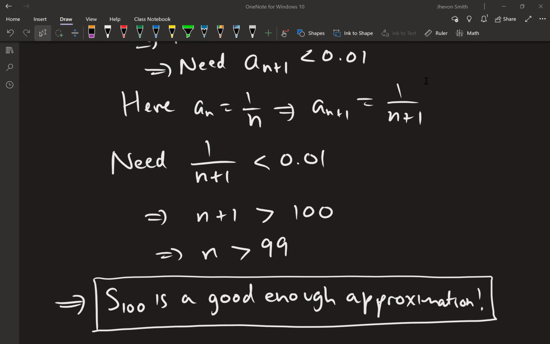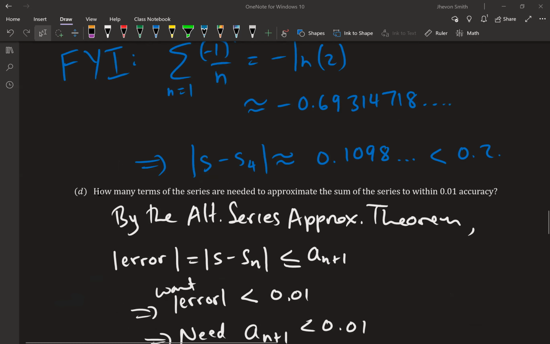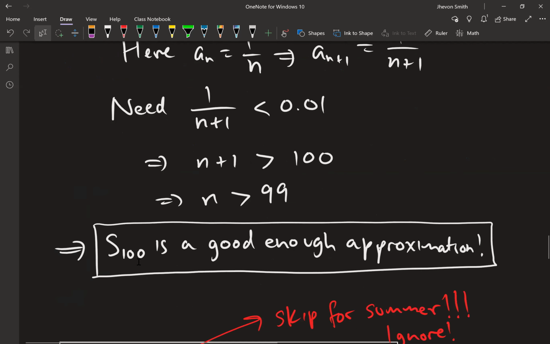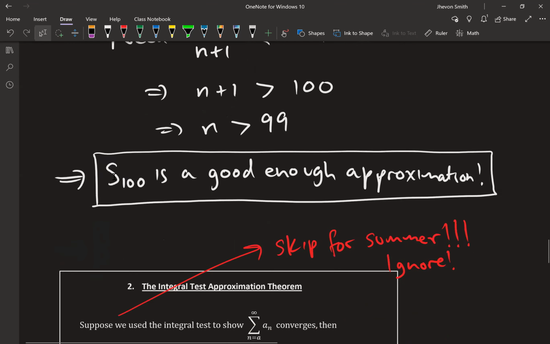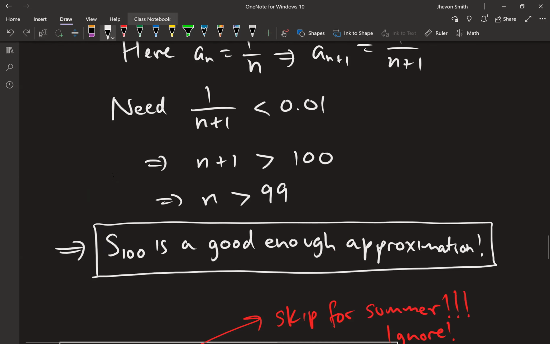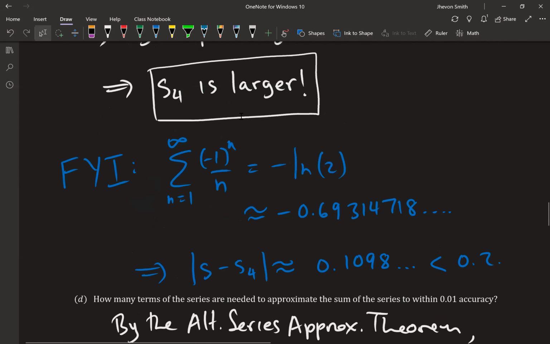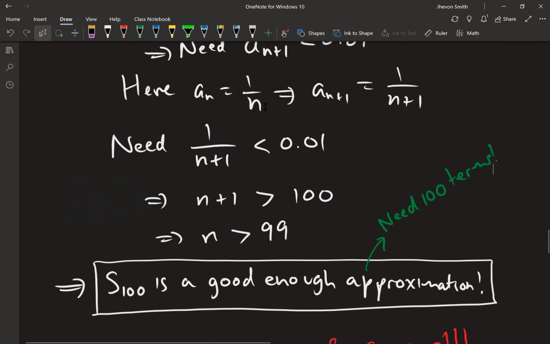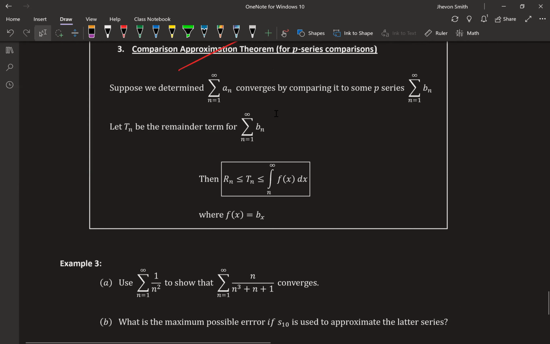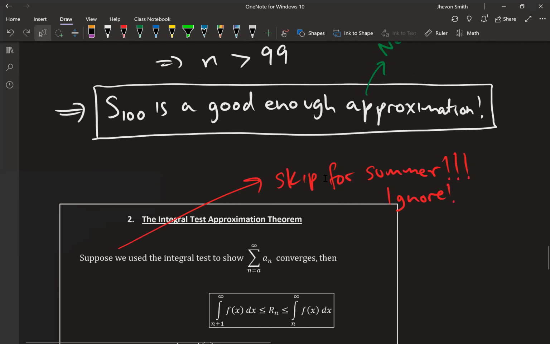Well, yeah, I wouldn't let you add up 100 terms. The question says, how many terms do you need? It didn't ask you what is the approximation. So the idea is we need 100 terms. Right? And that's the answer to the question. This is series estimation, and this is the only estimation that you need to know, the alternating series approximation theorem. There are some others here. I'll leave them up because they were in the notes already, but you can skip them.